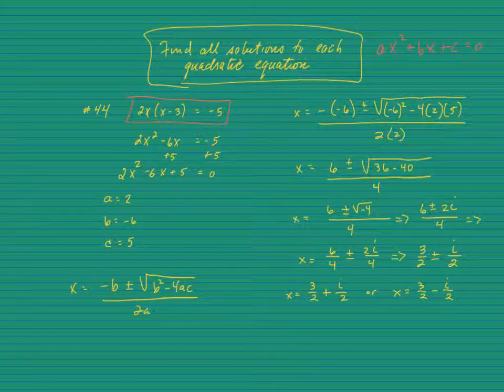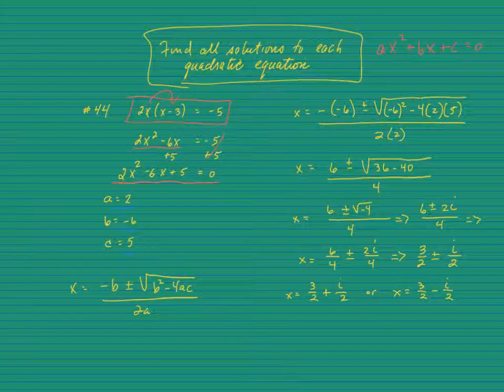So what I've done here is, beginning off, I've multiplied 2x times x minus 3, and that gives me 2x squared minus 6x equals negative 5. Do my inverse operations here, and then of course add 5 to both sides, so I end up with 2x squared minus 6x plus 5 equals 0. Now that I have standard form, I'm able to come up with my a, b, and c values.